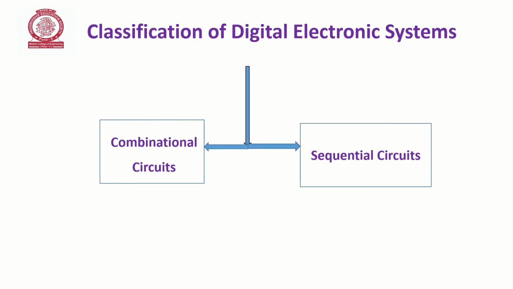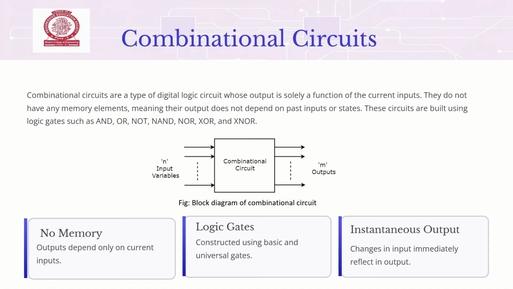Next is the classification of digital electronic circuits. Basically there are two types of circuits used in digital electronics. First is the combinational circuit and next is the sequential circuit. We'll study both of them one by one. First we'll study the combinational circuit.